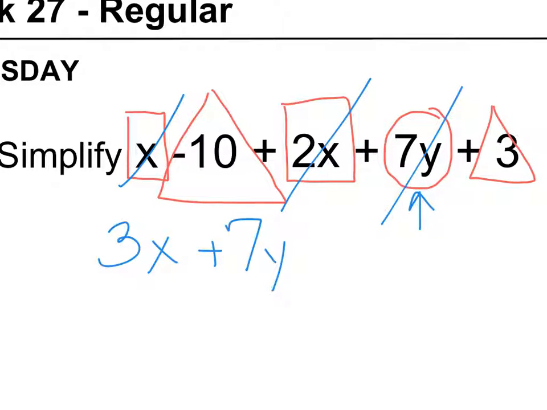So remember, when you combine integers, if the signs are different, you're going to subtract the numbers and keep the sign of the bigger number. So negative 10 plus 3 means I'm going to subtract 10 minus 3, which is 7. 10 has the negative sign, so it's going to be minus 7. 3x plus 7y minus 7.